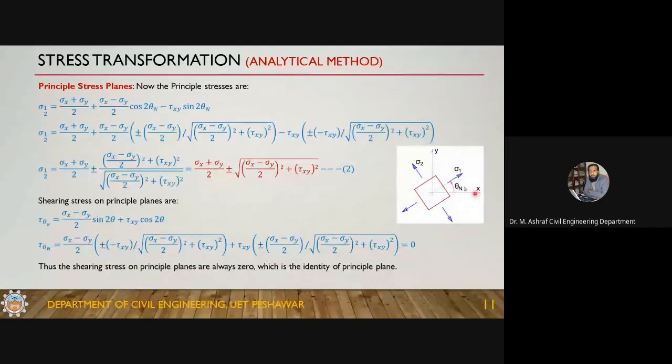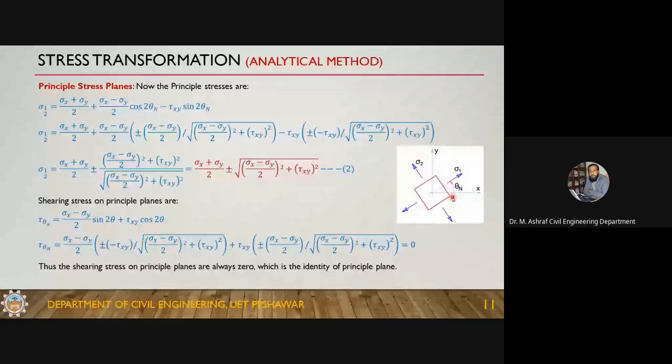So always on the principal plane, the shear stress is 0. Here you can see that there is no shear component. Okay. So on the principal plane, the shear stress is 0. And this is the identity of the principal plane. If a state of stress is given to you and you see that there is no shear stress acting at that point, in that orientation, so you can say that this is the principal plane, these are the principal stresses. So this is the identity of the principal plane, that on the principal plane, the shear will be 0.